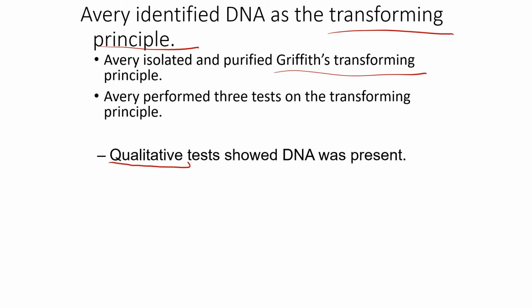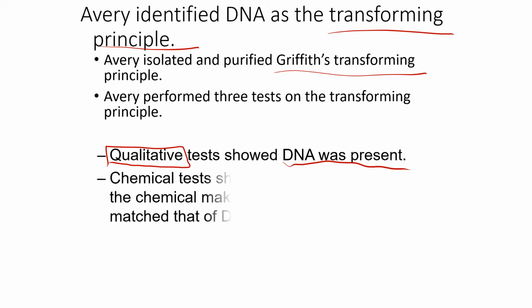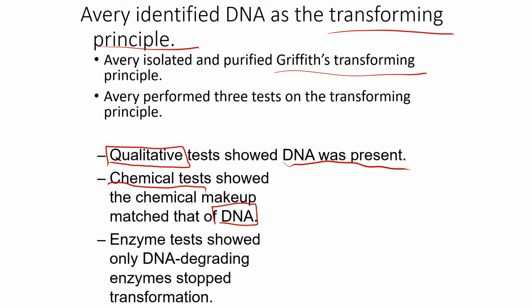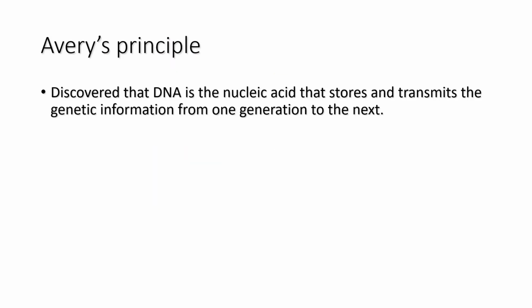Qualitative, meaning yes or no answers, we're not looking at actual numbers, we're looking at values, showed that DNA was present. Chemical tests showed that the chemical makeup matched DNA, so we know that it was a nucleic acid. An enzyme test showed that only the enzymes that would degrade DNA actually stopped transformation. So he proved that that transformation that Griffith showed with the mice happened because of DNA.